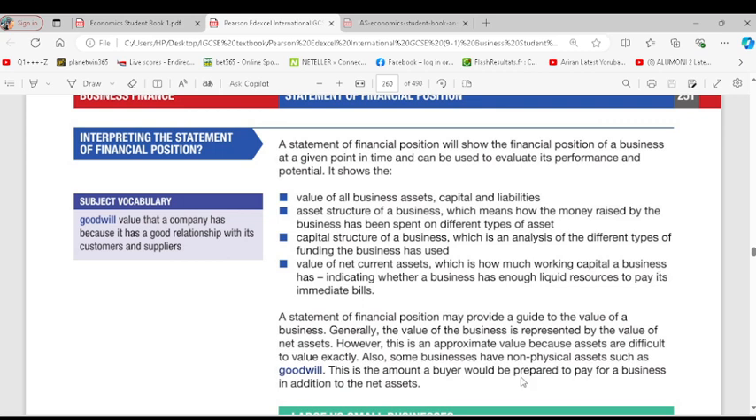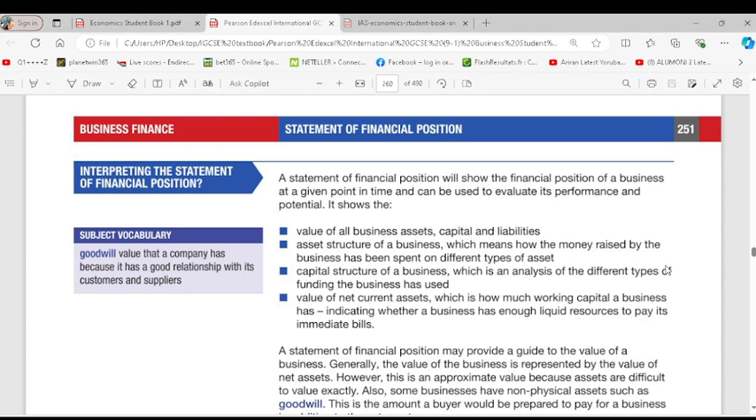So we go to interpreting the statement of financial position. A statement of financial position will show the financial position of a business at a given point in time and can be used to evaluate its performance and potential. It shows, one, the value of all business assets, capital, and liabilities. Assets are what the business owns, capital is the amount of money invested into the business by the owners, and liabilities are the amount owed to third parties. It also shows the asset structure of a business, which means how the money raised by the business has been spent on different types of assets.